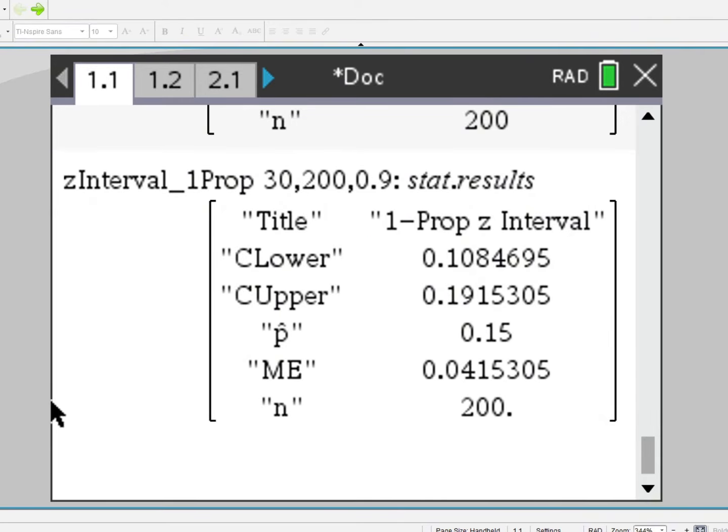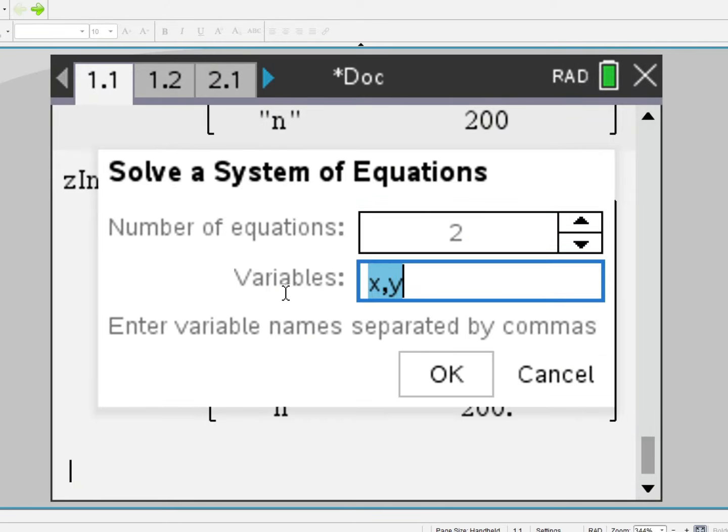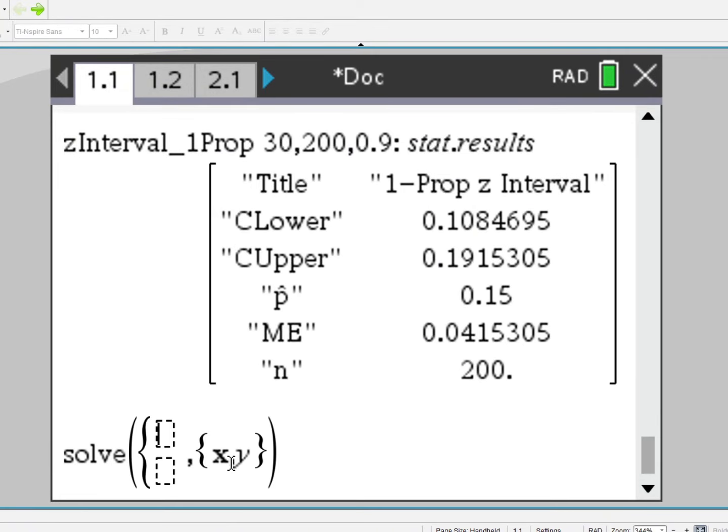So get a menu, go to algebra, and go to solve systems of equations. We're solving for P and N, and we have, of course, two equations. So P and N. Okay.